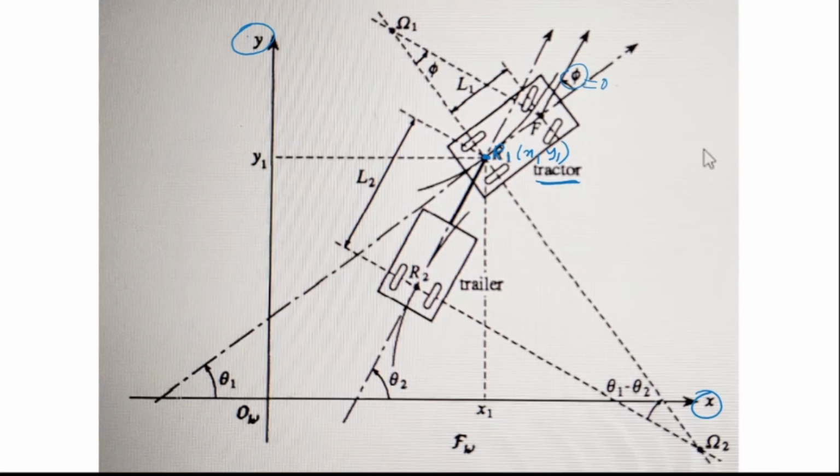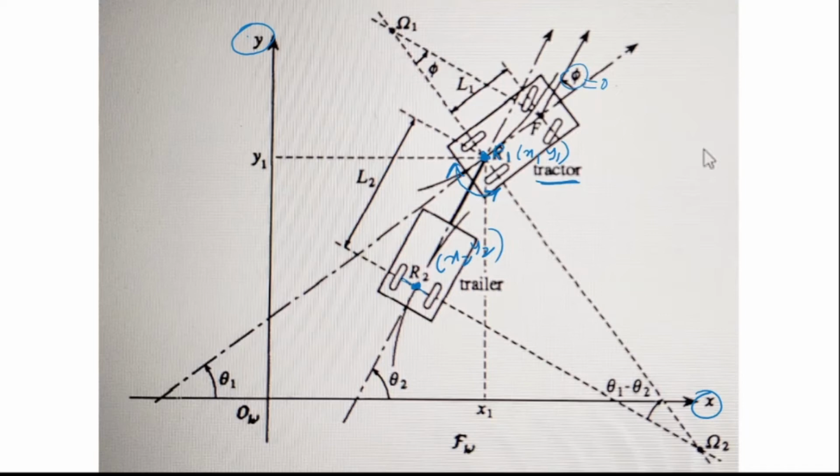Now, how is the trailer attached? The trailer is attached by a revolute joint here, so it can rotate like this at that point R1, and it is fixed to the point R2. R2 has coordinates x2, y2. Where is R2? R2 is the midpoint between the 2 wheels of the trailer. So this is the setup of the tractor and the trailer.